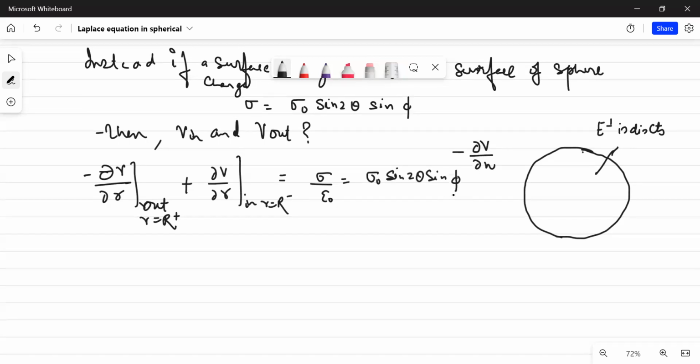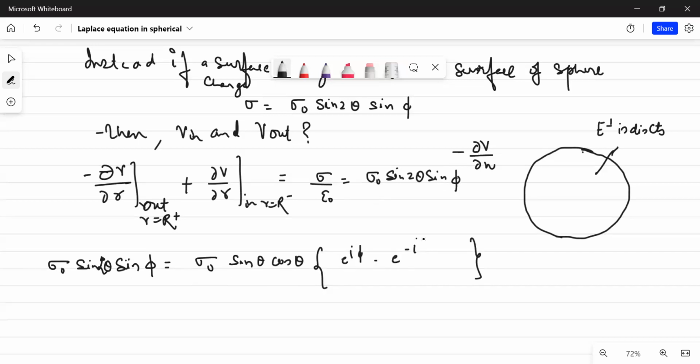Now, what is the best strategy? Best strategy is to write all these things in terms of spherical harmonics so that life becomes easy for us. So first, let us write sigma naught sin 2 theta, and this is sin phi. I will try to write it in terms of spherical harmonics, so that at least we know what all terms are surviving. And here you will have e की power iota phi minus e की power minus iota phi divided by 2 iota. Is that clear? And there is some 2 also, right?